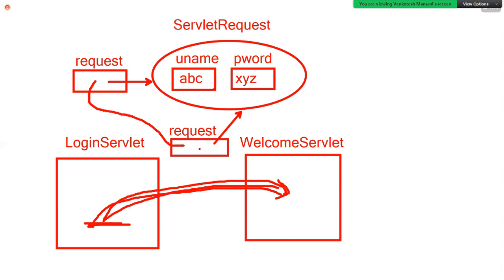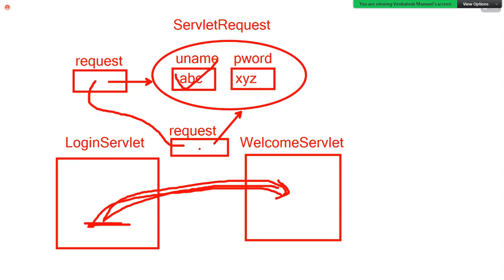That is the reason that if I write request.getParameter, we get the username. Otherwise, we get all the data that we entered in the HTML program. From the HTML program to the login servlet, and from the login servlet to the welcome servlet, it is also coming. The reason is that the same request is forwarded. The password also we can bring.